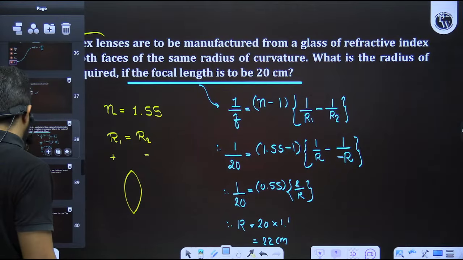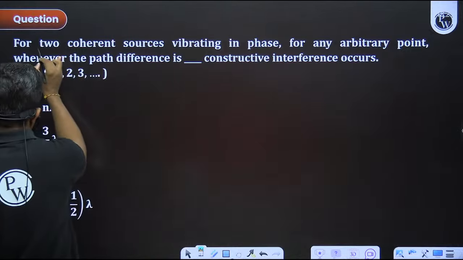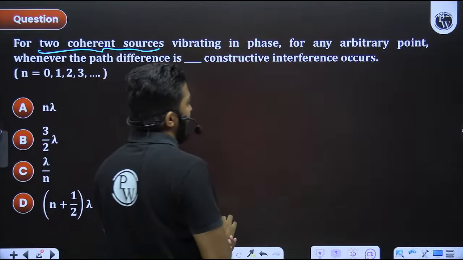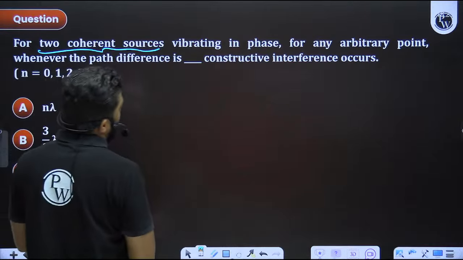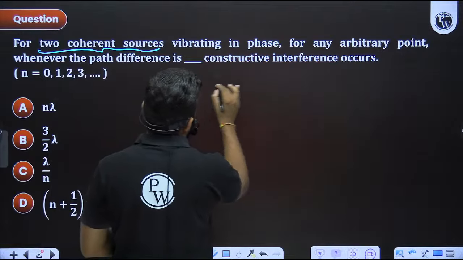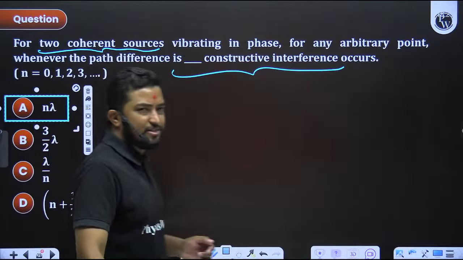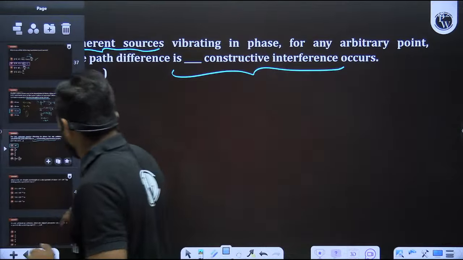80% of students are going to click the correct answer for the two coherent sources. For two coherent sources vibrating in phase, at any arbitrary point, whenever the path difference gives constructive interference, we know that the path difference is equal to n lambda. It's just a simple condition. Perfect here, so move ahead.